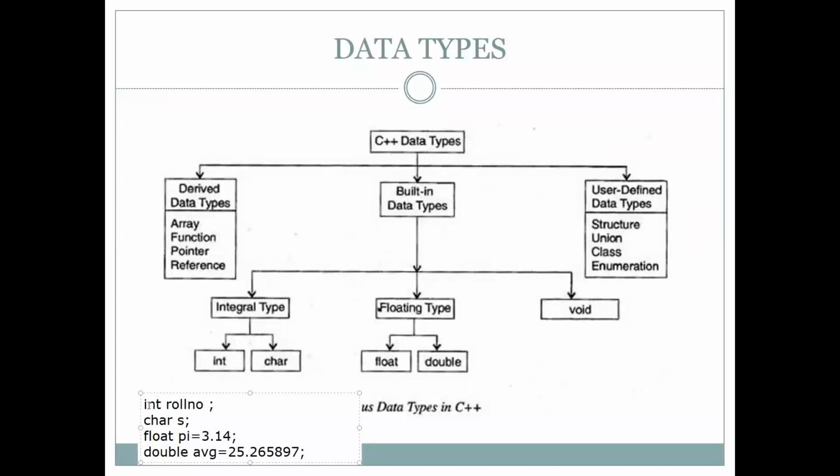So integer represents a number value, like your roll number 1, 2, 3, 4. Character represents character values. Float means values that are fractional, like your pi value. And double again represents a fractional value, but it has a longer length as compared to your float value.